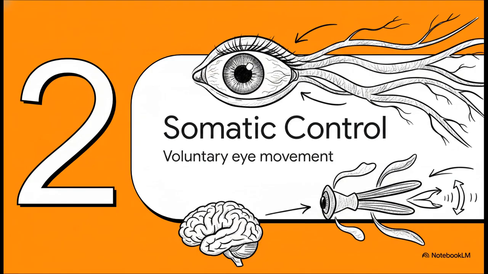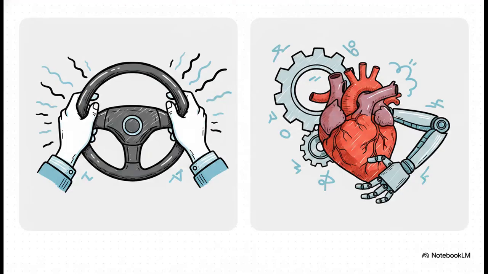As we travel down that motor division, the first thing we hit are our voluntary controls. The key distinction here is conscious versus unconscious control. Think of the somatic system as your manual steering wheel. It's in charge of your voluntary, striated muscles. On the flip side, the autonomic system is your body's autopilot. It manages involuntary, smooth muscles and visceral organs without you having to spare a single thought.